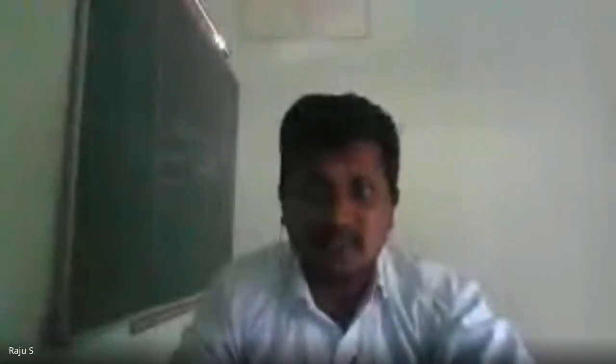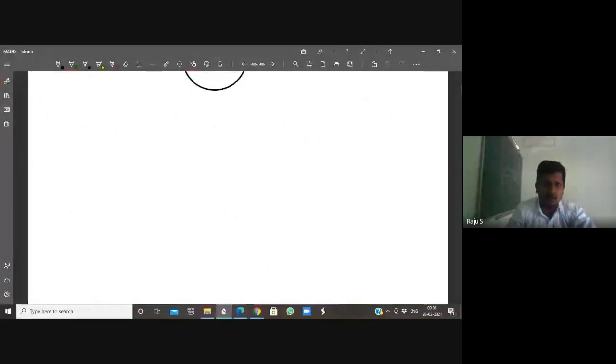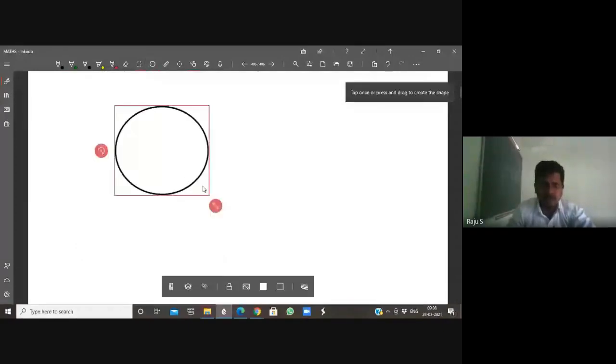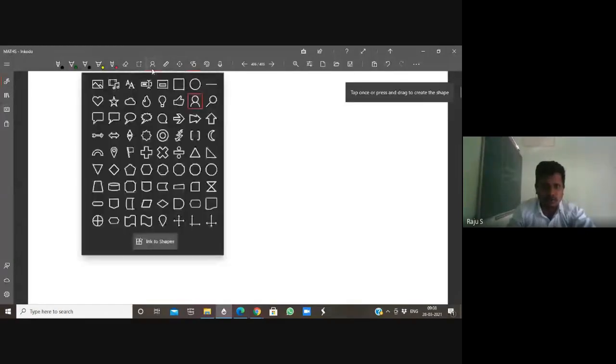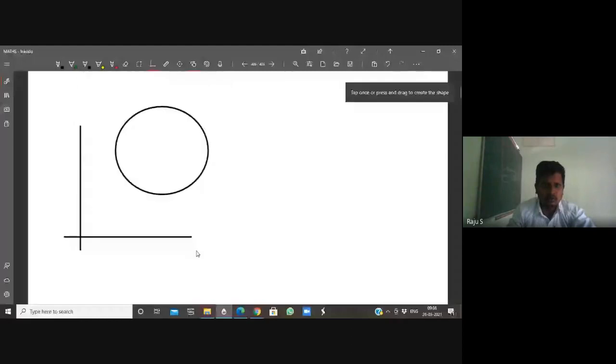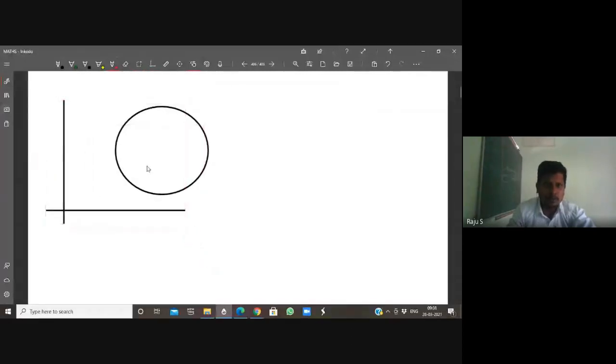x touches the circle at the point P where OP is equal to 6 root 2. Nothing but here very simple. There is a circle. Take a circle here. X-axis, y-axis. So P be any point here.